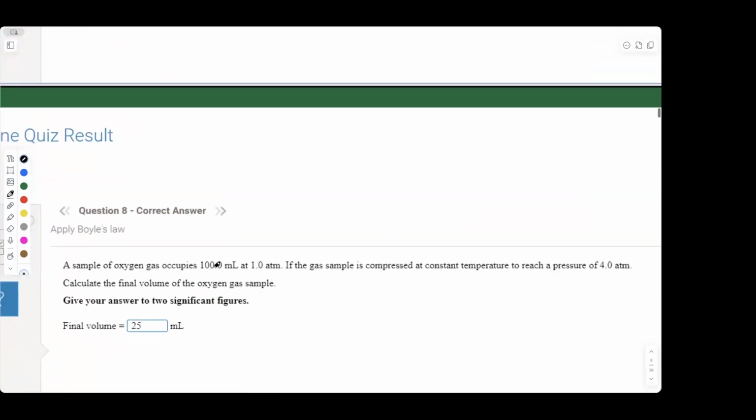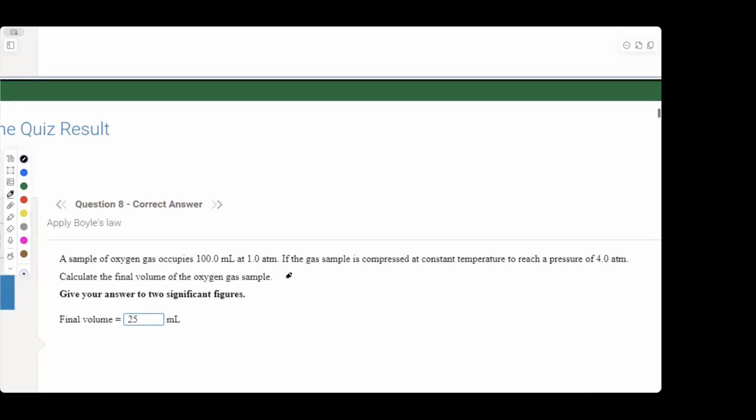A sample of oxygen occupies 100 milliliters at 1 atmosphere pressure. If the gas is compressed, find the volume. Again, the relationship is between the volume and the pressure. The same thing exactly.